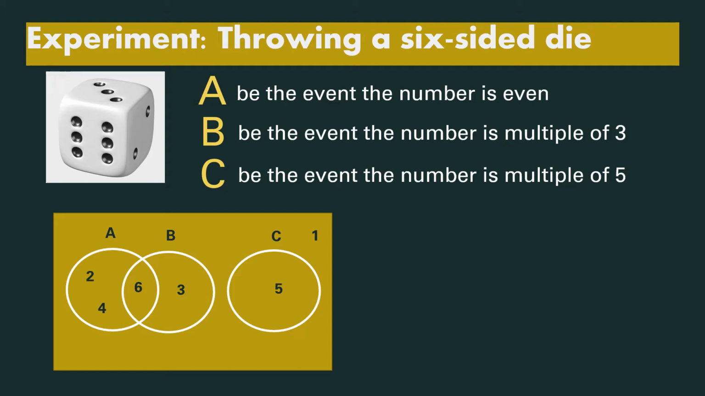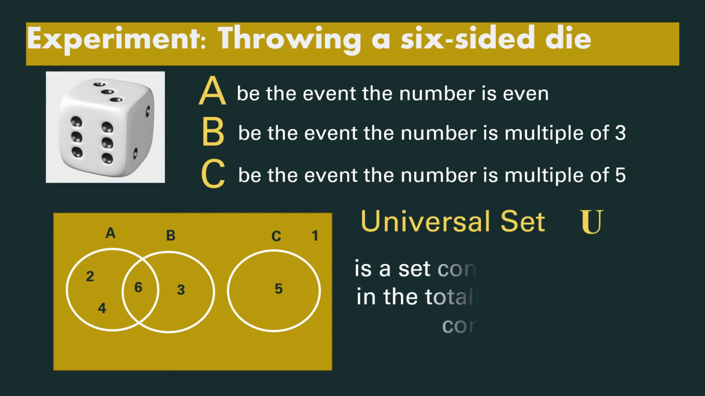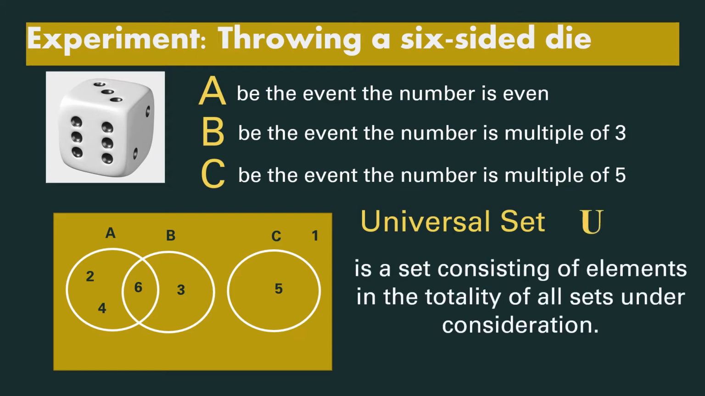The elements of the 3 events, including the elements outside the events, is called a universal set. A universal set is denoted by capital U. It is a set containing the elements in the totality of all sets under consideration.